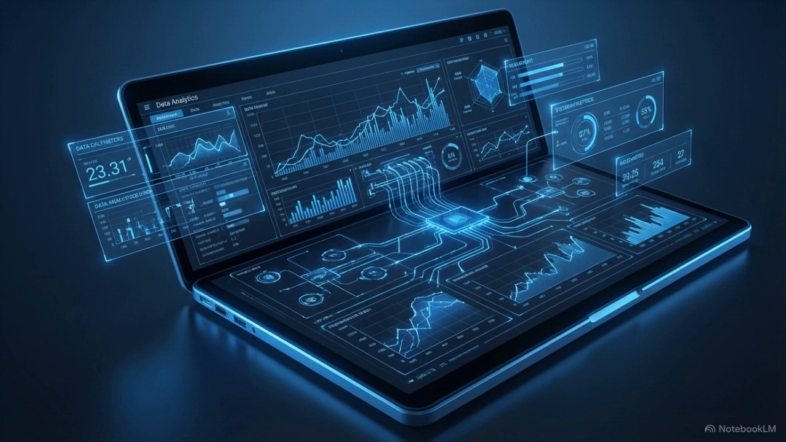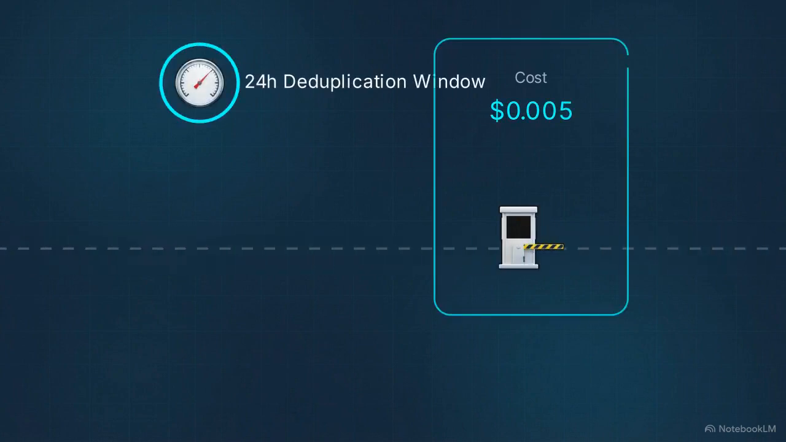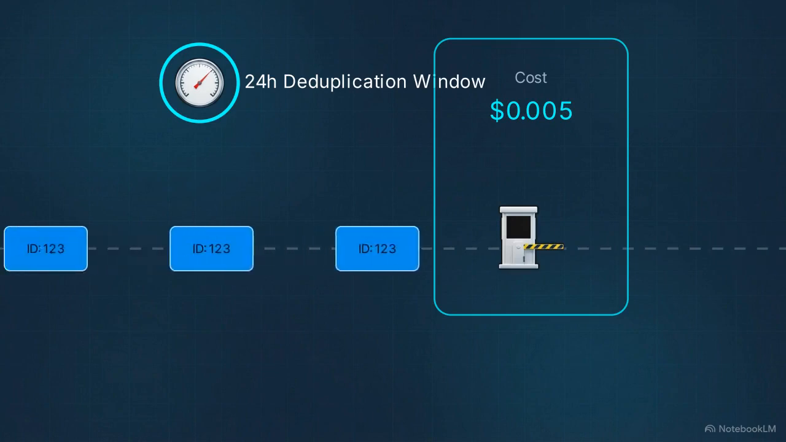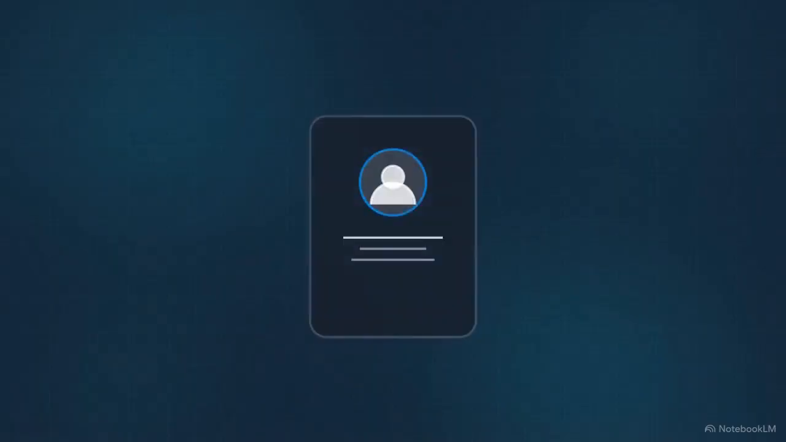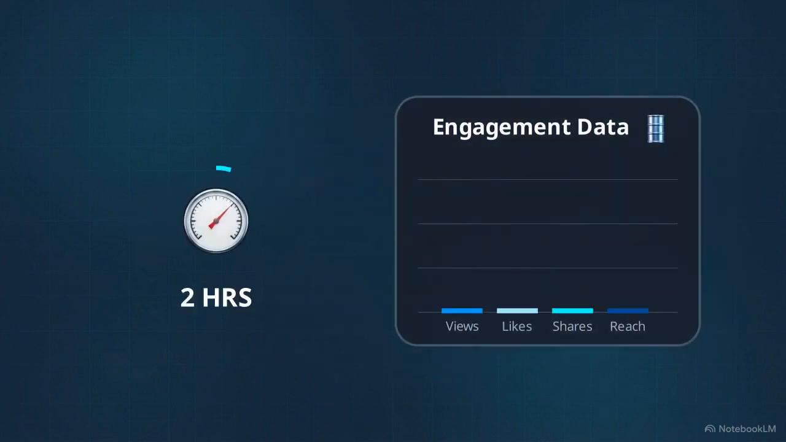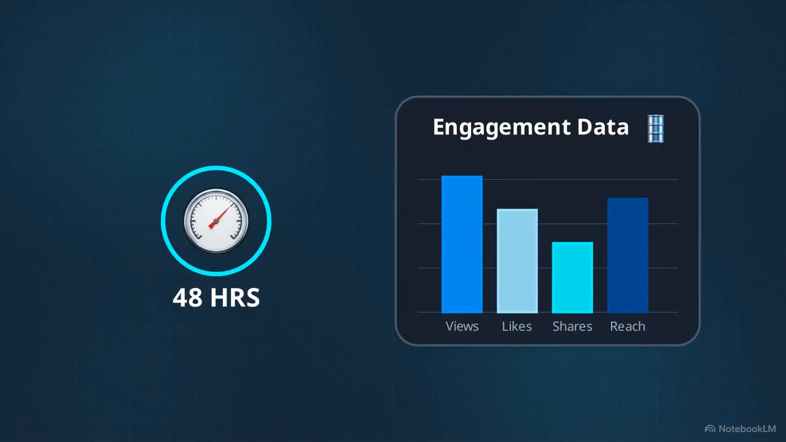X uses a pay-as-you-go model, charging 0.5 cents per read request, but they implement a 24-hour deduplication window. Querying the same resource multiple times in a day only charges you once, allowing developers to pace polling and manage costs. TikTok introduces significant data latency. Standard personal accounts are locked out entirely, and even after converting to a creator account, you face a 24 to 48-hour delay before engagement data fully populates.